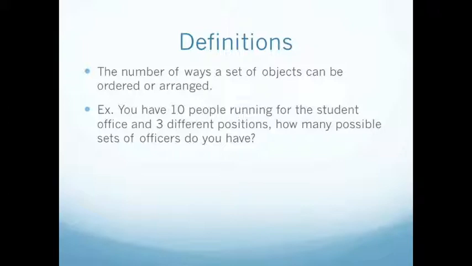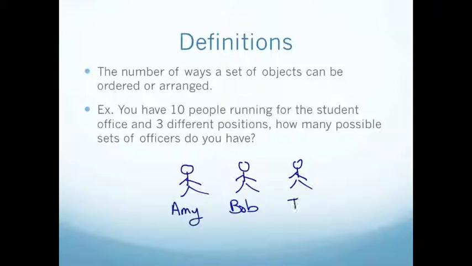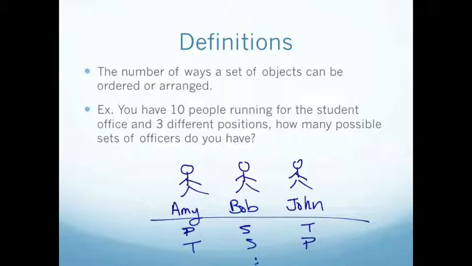So suppose you have 10 people running for the student office and 3 different positions. How many different possible sets of officers can you have? So now let's suppose we just have 3 people who have been selected, and we have Amy, Bob, and John. It really does matter a lot if Amy's president, Bob is secretary, or John is treasurer. And any other combination of this, for example, TSP and so on, that'll be a completely different office.